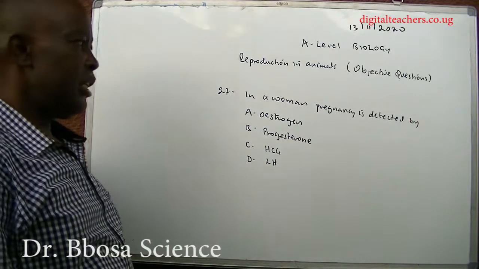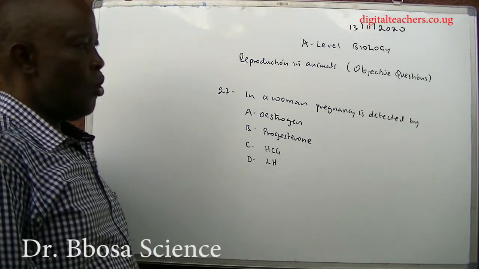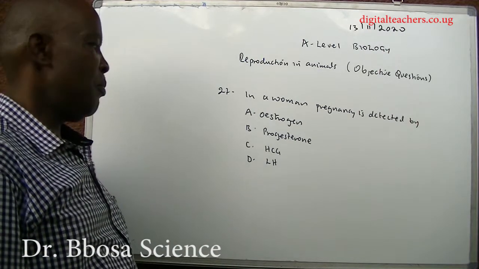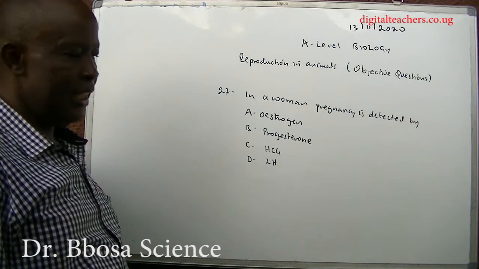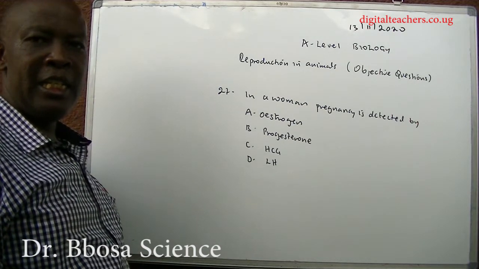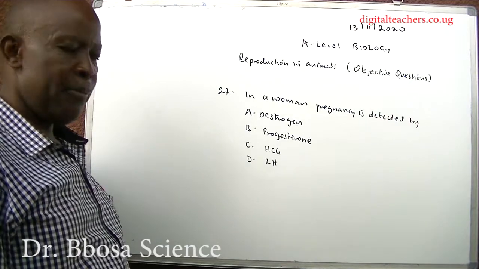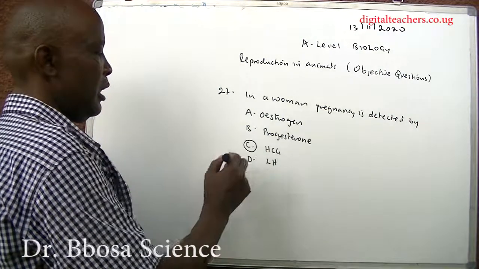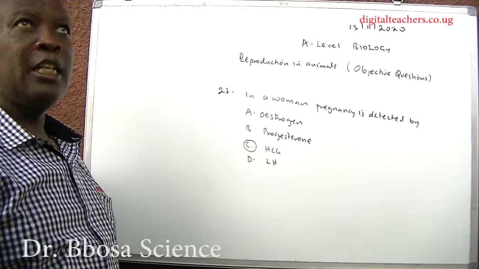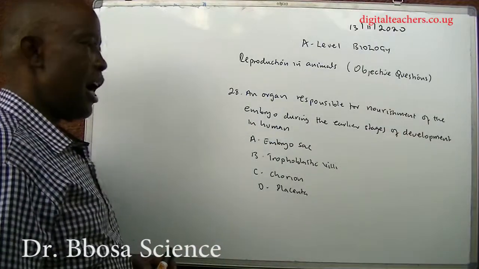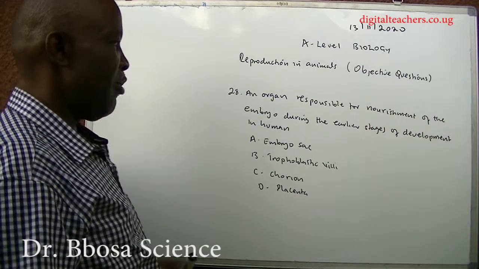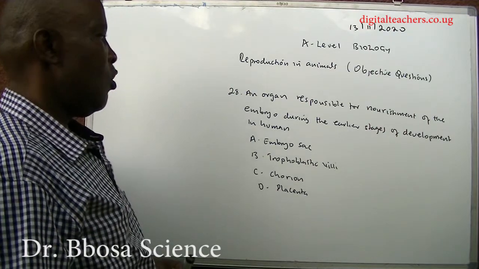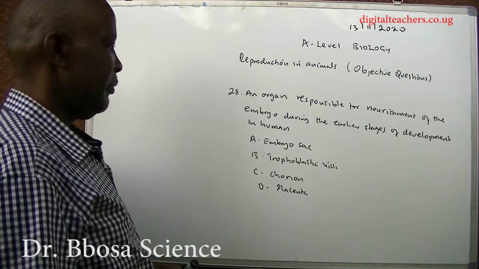Number 27. In a woman, pregnancy is detected by A. Estrogen. B. Progesterone. C. HCG. D. LH. You can pause and answer. The answer is C. HCG.